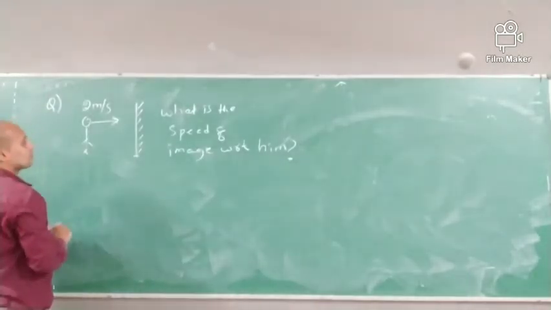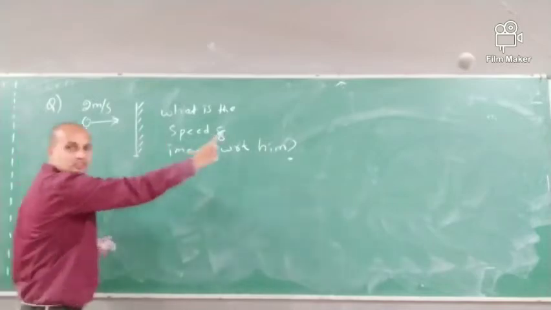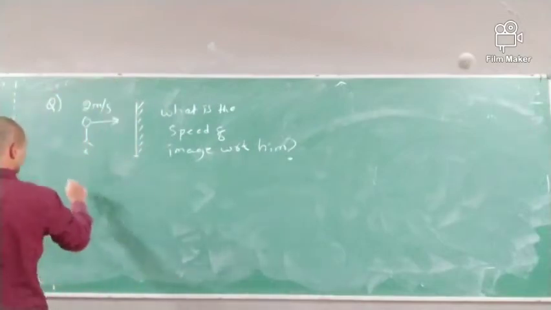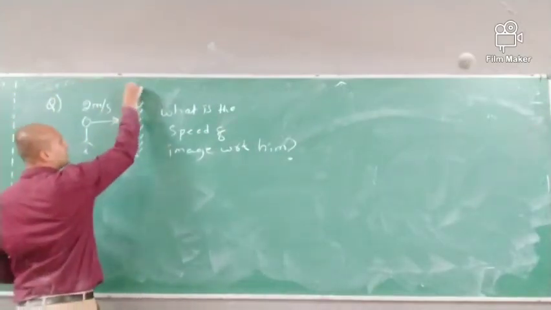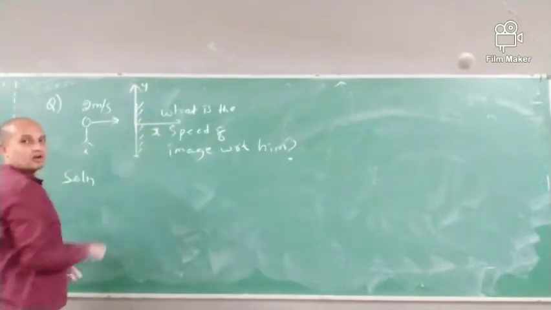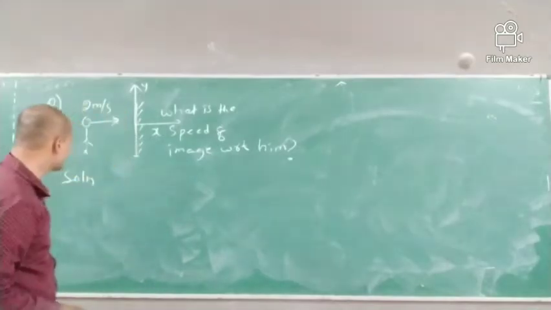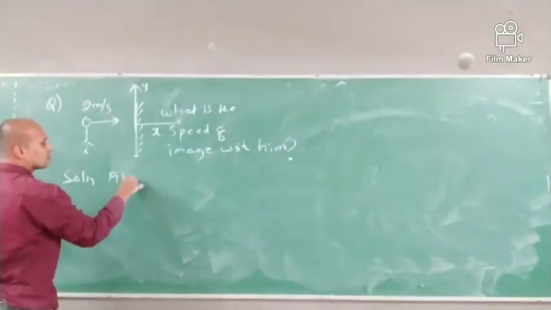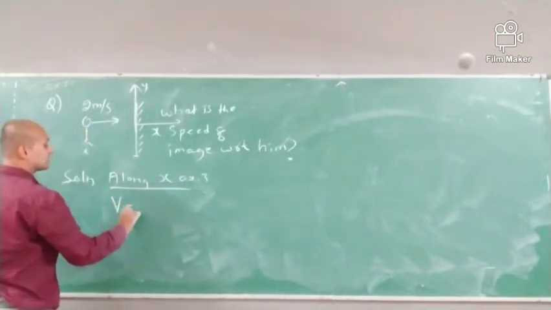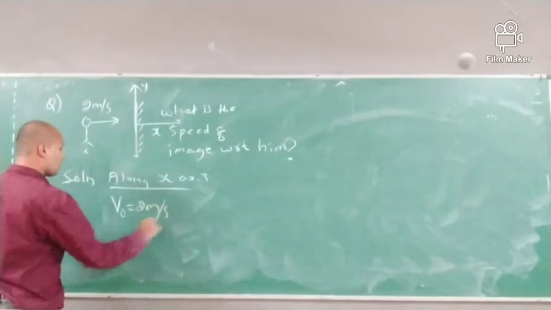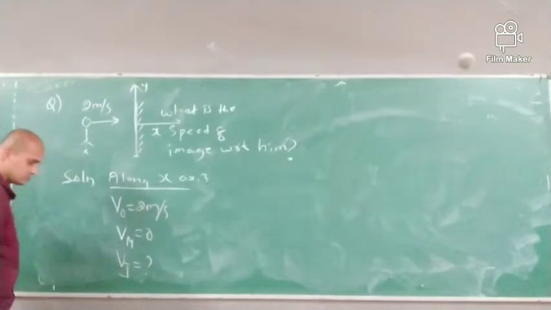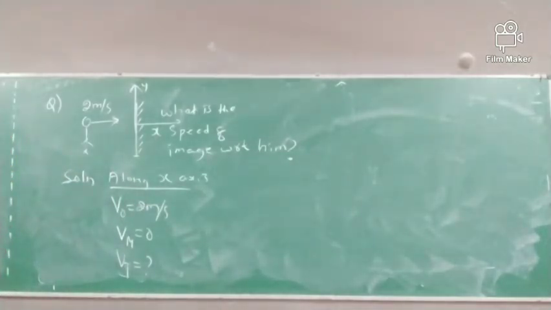So see here. All of the situation is along x-axis, so we will find only along x-axis. There is no motion along y; only the motion is along x-axis. So along x-axis, what is the velocity of the object? 2 meters per second. What is the velocity of mirror? 0. We need to find velocity of image.